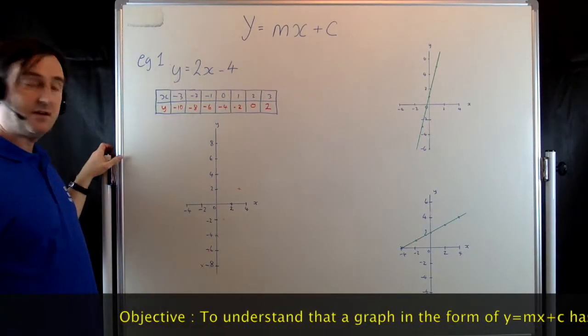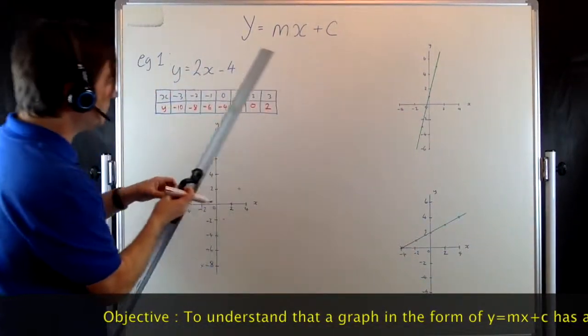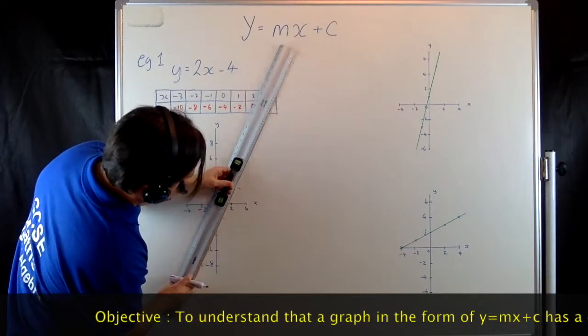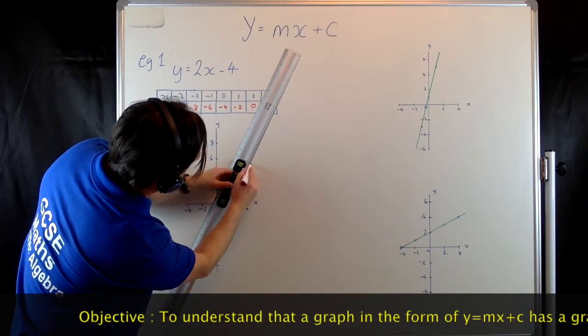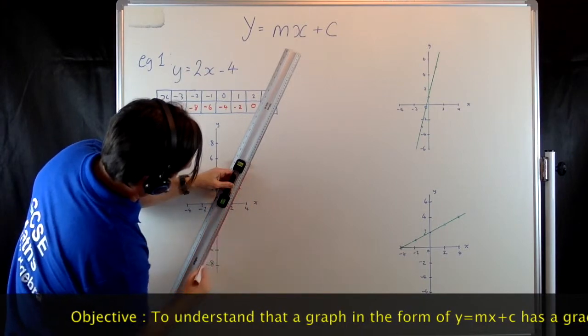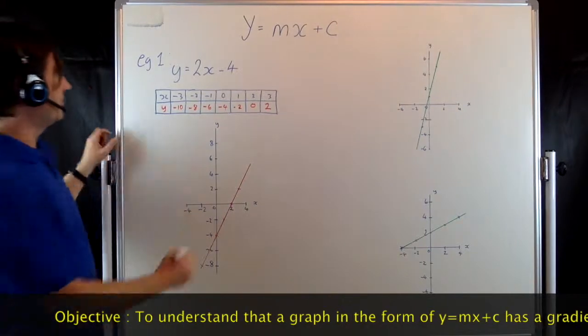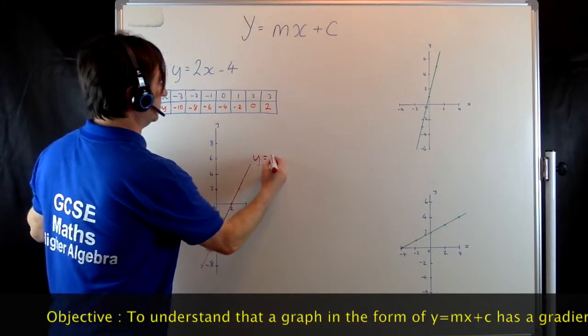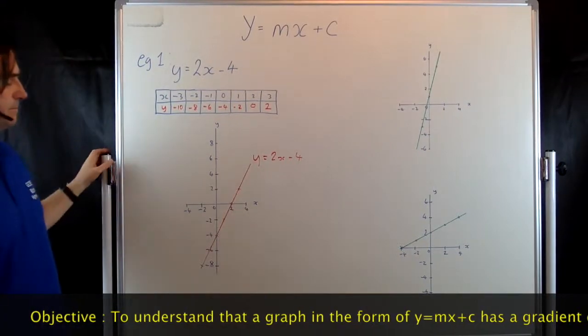I've got some points here. I'm going to join those up. So I'm going to join these points together to give me my graph. So I'll join these with a ruler. I'm going to continue it on a little bit more. And I've got my graph of y equals 2x minus 4.